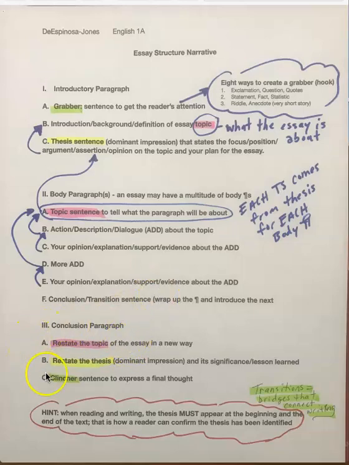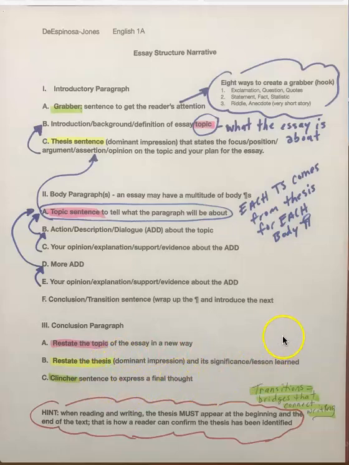Let's go down now into the concluding paragraph. Our conclusion restates the topic. So remember, our topic up here is what our essay is about, so I'm going to restate that. I'm going to remind the reader what that is. I'm going to restate the thesis, in this case known as dominant impression, and I'm going to explain or mention again, not new information, the significance or the lesson that I learned as the writer. And then I have a clincher, which is a sentence to express a final thought.